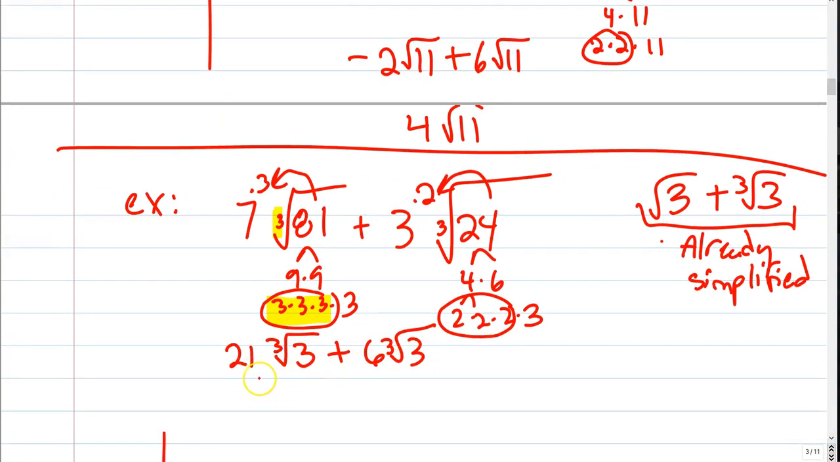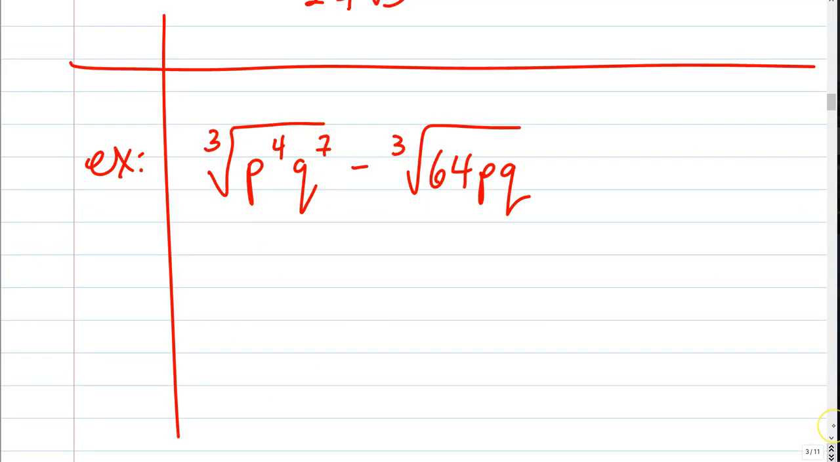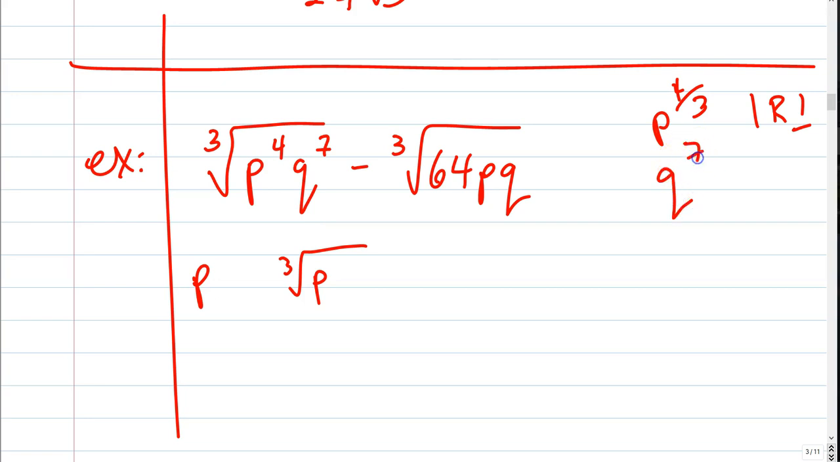21 plus 6. Add the like terms. 27, third root of 3. Looking for groups of 3. I have p to the 4 thirds. 1 p comes out with 1 remaining. Q to the 7 thirds. 2 come out with 1 remaining.